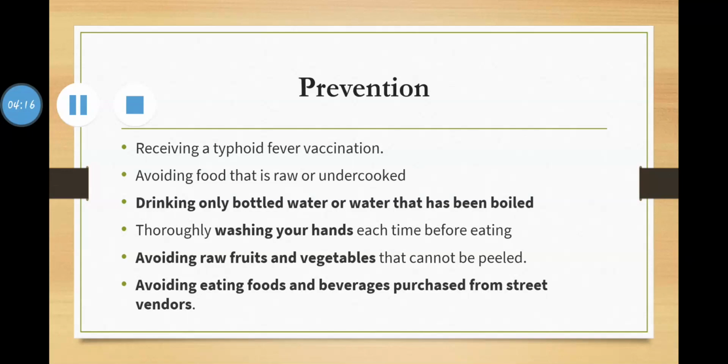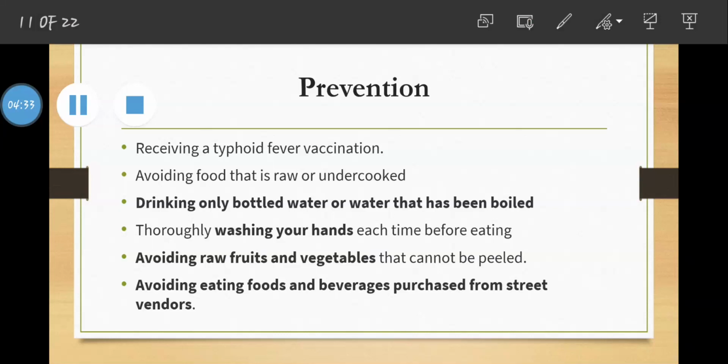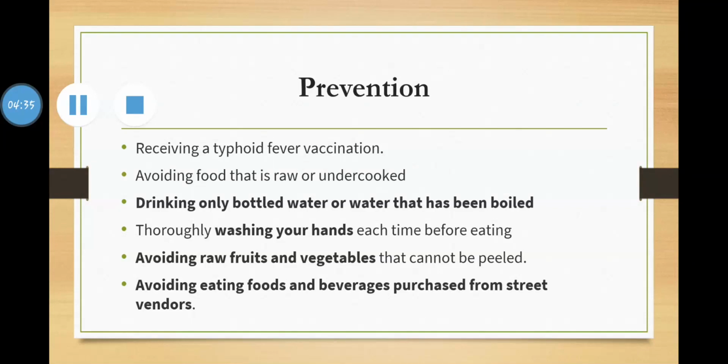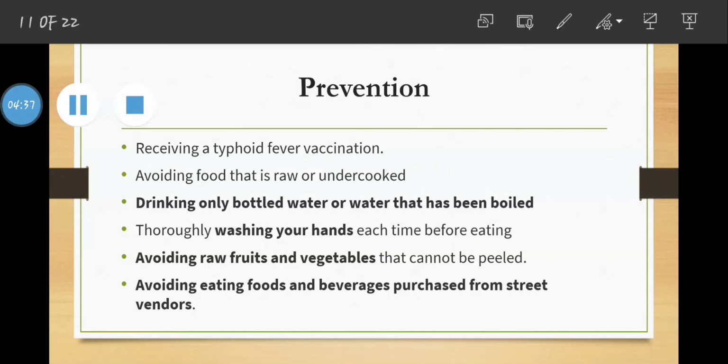Prevention. Receiving a typhoid fever vaccination. Avoiding food that is raw or uncooked. Drinking only bottled water or water that has been boiled. Thoroughly washing your hands each time before eating. Avoiding raw fruits and vegetables that cannot be peeled. Avoiding eating foods and beverages purchased from street vendors.